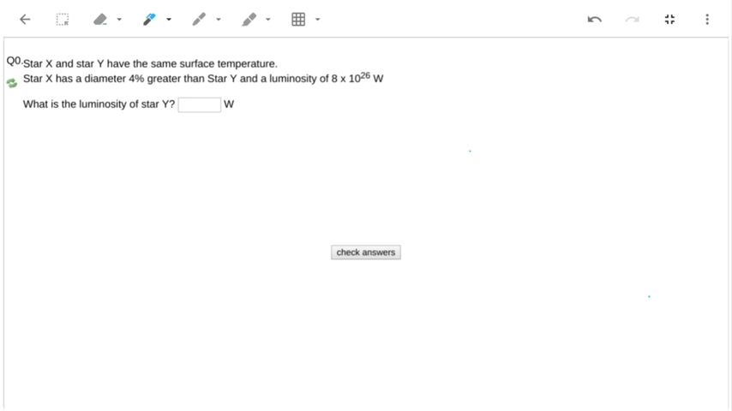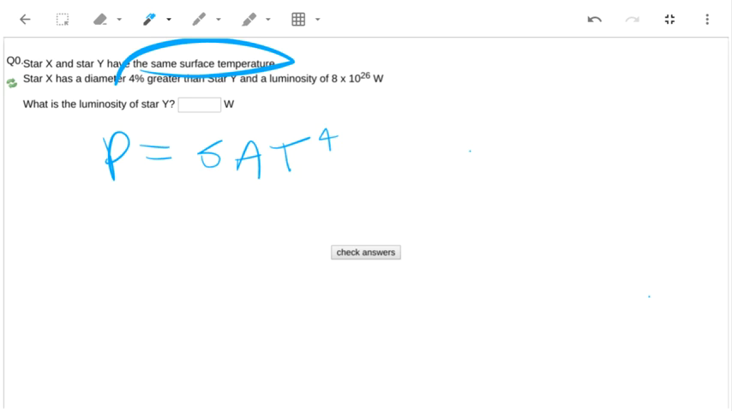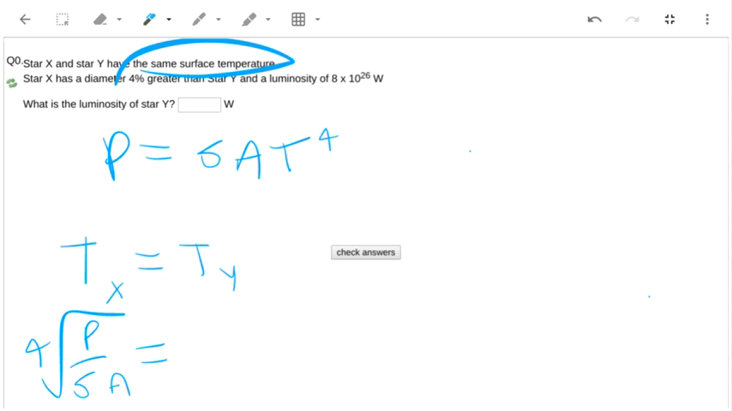Hello, this is a question about the Stefan-Boltzmann law, which states that the power of a star is a constant times the area times temperature to the 4. Now they tell us that the two stars have the same surface temperature, so we could write something like this, and then by rearranging for the temperature we could have an expression for the power and the area on both sides.